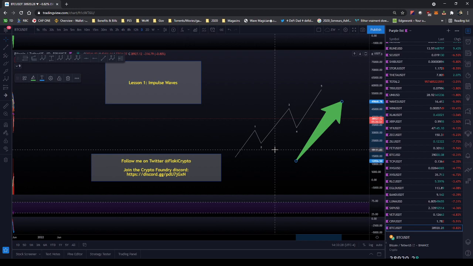The strength of the move, when it's going up, needs to be stronger than when it's correcting. So waves 1, 3, and 5 need to be going in this direction. And you'll have the corrective waves, which are wave 2 and wave 4.